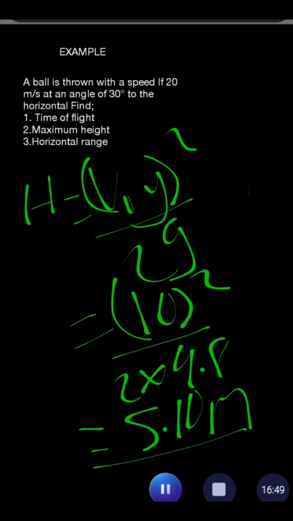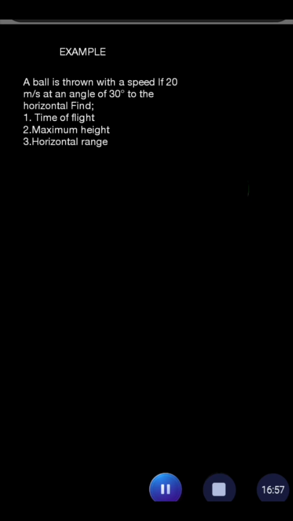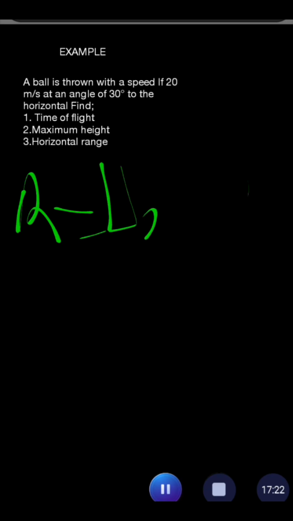For the range, since they said the horizontal range, we are going to use this formula. For the horizontal range, we want the distance it's going to move in the horizontal direction. So we are just going to multiply. So this is the formula we use for the range in terms of horizontal range. We just get the x component of the speed times the time of flight. In this question, we had already found the time of flight.